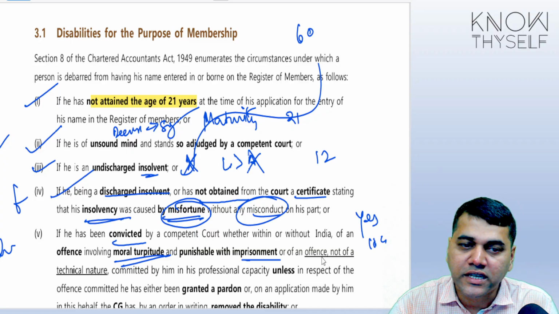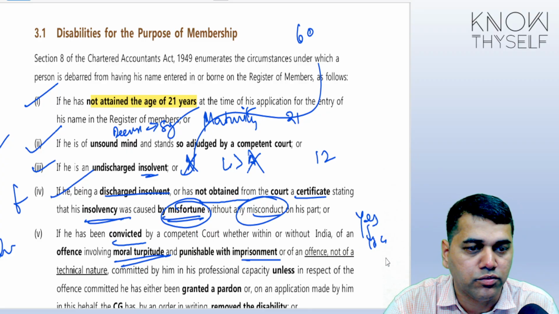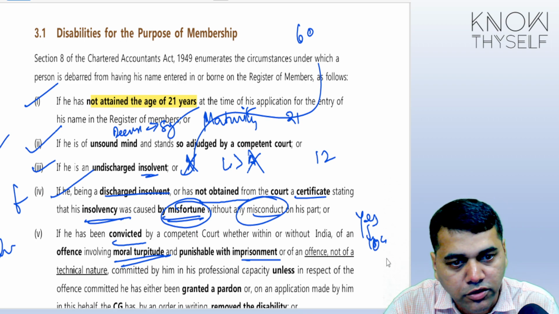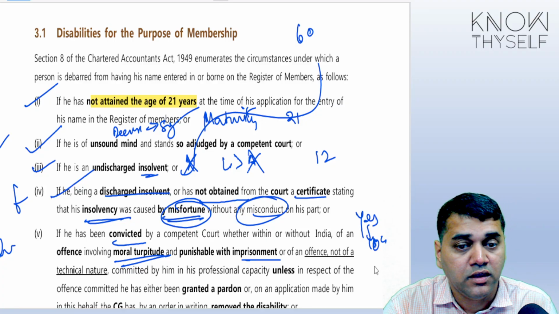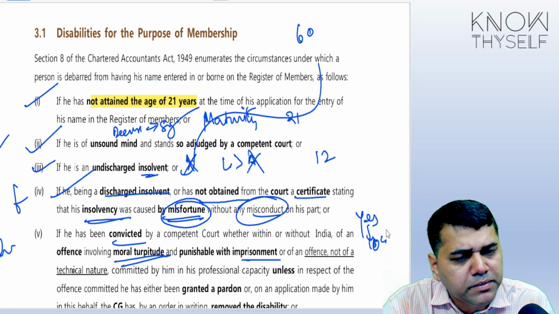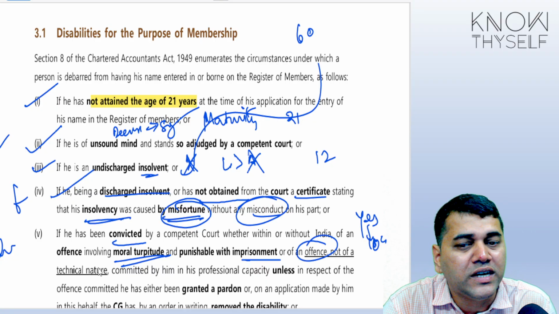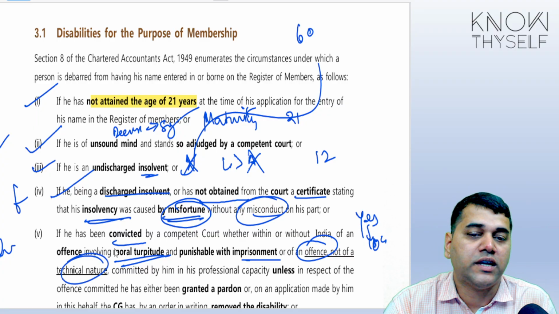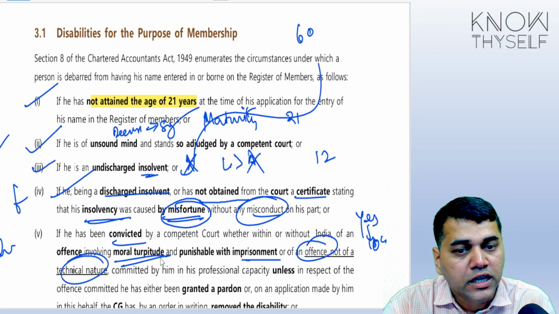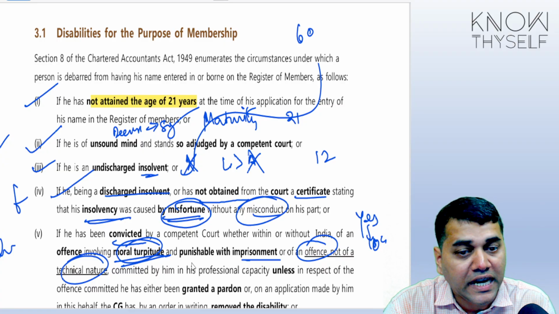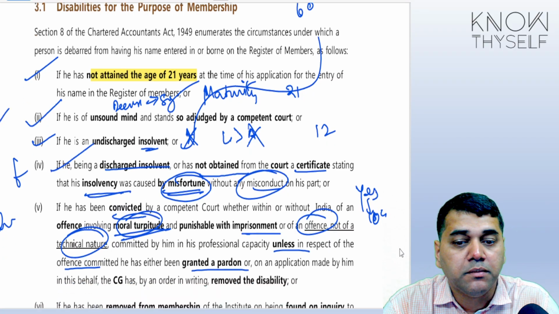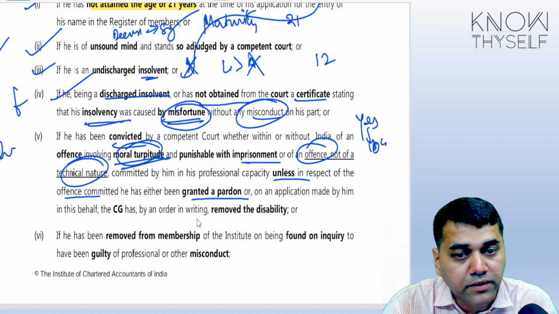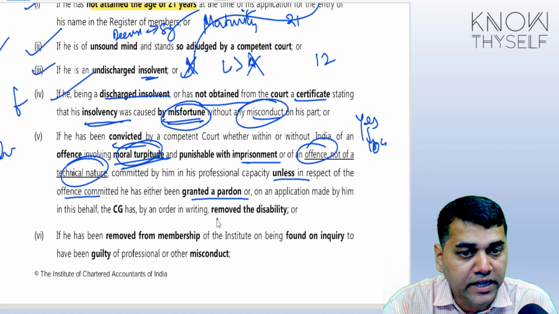Now, the electricity department is going to file a complaint against you because they have incurred a loss because of your Superman actions. But this offense is of a technical nature. So whatever offenses by a competent court involving moral turpitude and punishable with imprisonment, unless in respect of such offense you have been granted pardon by the central government, by an order in writing, removing the disability.